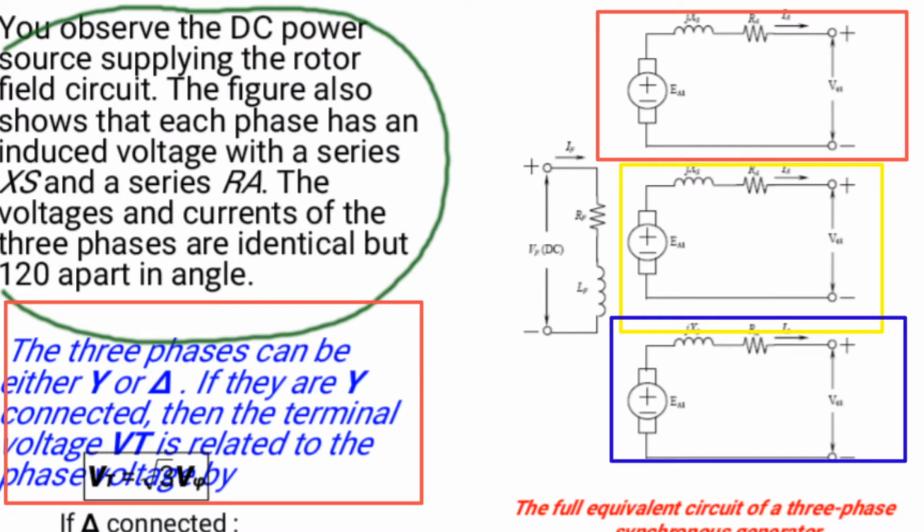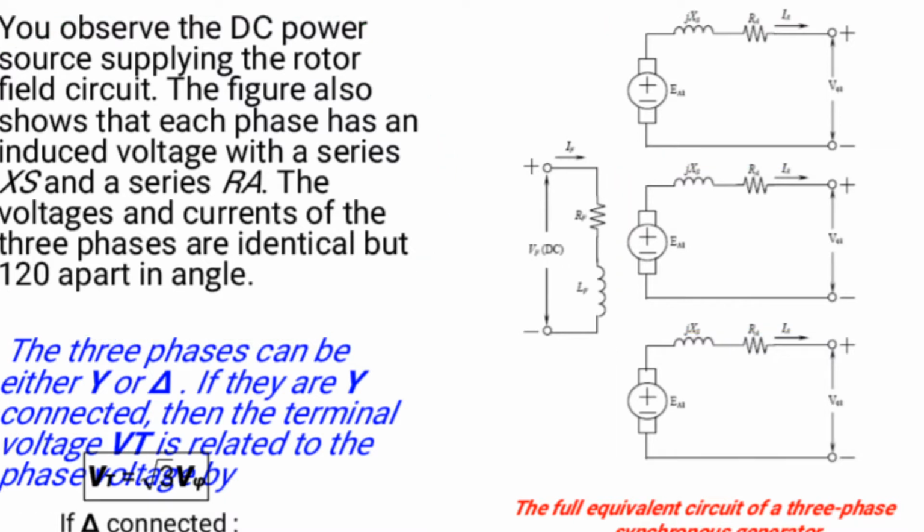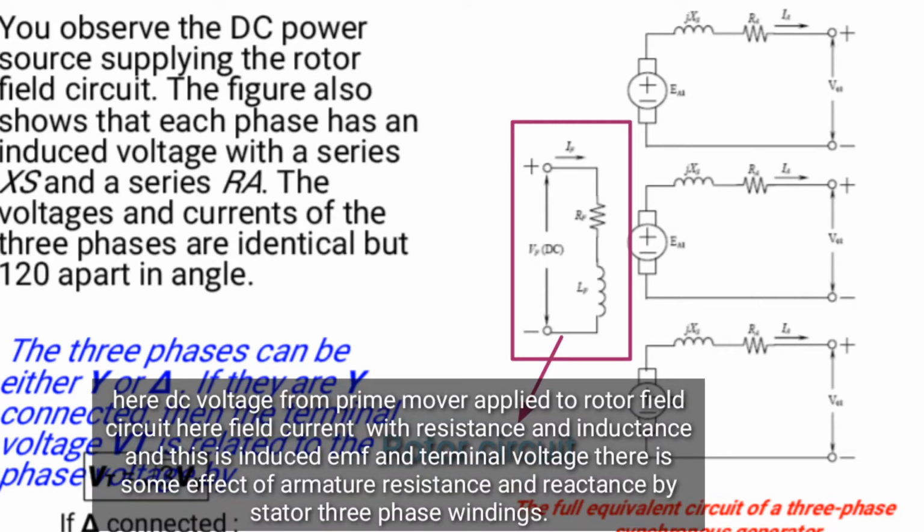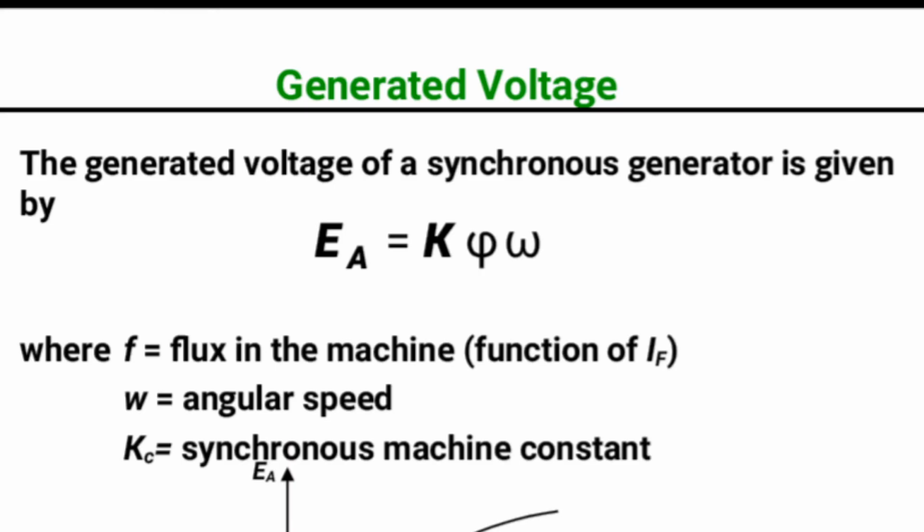Here are the three-phase red, yellow, blue individual circuit diagrams of the stator winding with the rotor circuit. Here DC voltage from the prime mover is applied to the rotor field circuit. Here is field current I_F with resistance and inductance, and this is the induced EMF and terminal voltage. There is some effective armature resistance and reactance in the stator three-phase windings.